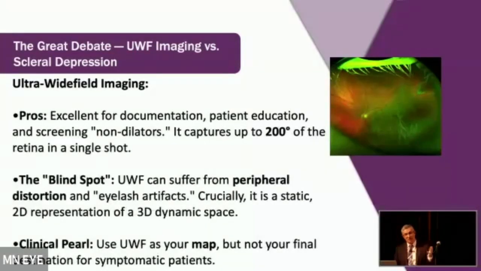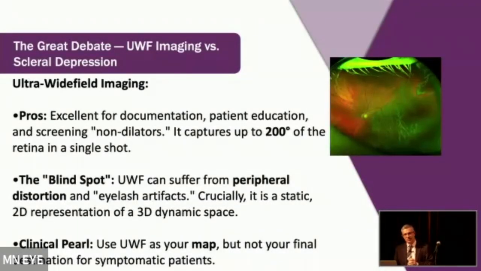So Optos, we all have it. We love it. It's very helpful in our day-to-day job, and it's excellent for documentation. It shows 200 degrees of the periphery. So patients love it, we love it. However, it has its own limitations, right? So we know that the superior retina we cannot see, the inferior retina we cannot see, eyelashes are very prominent, and it definitely has its own blind spot.